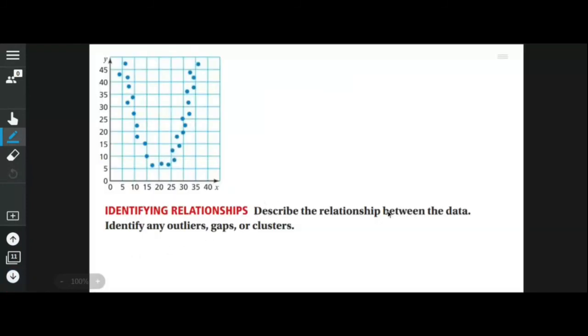Describe the relationship between the data. Identify any outliers, gaps, or clusters. Well, we have no correlation. Why? Because it's decreasing and then increasing. So I'll put no correlation. Let's go through our three options. And again, this is nonlinear. It's not a line, so there's no correlation to begin with.